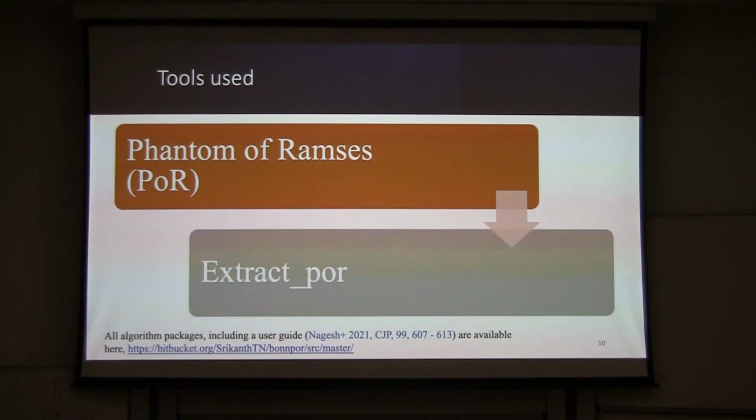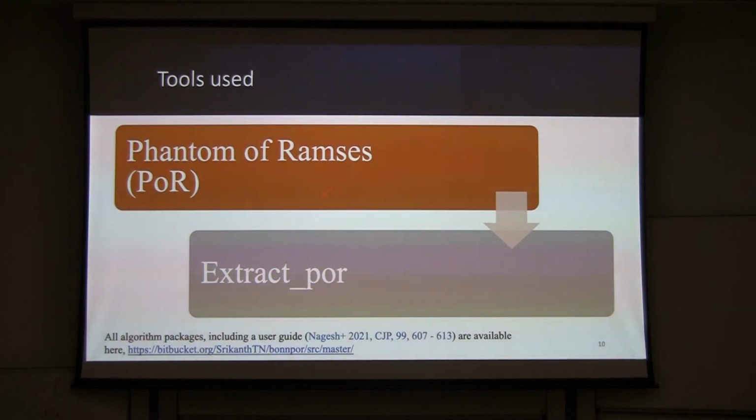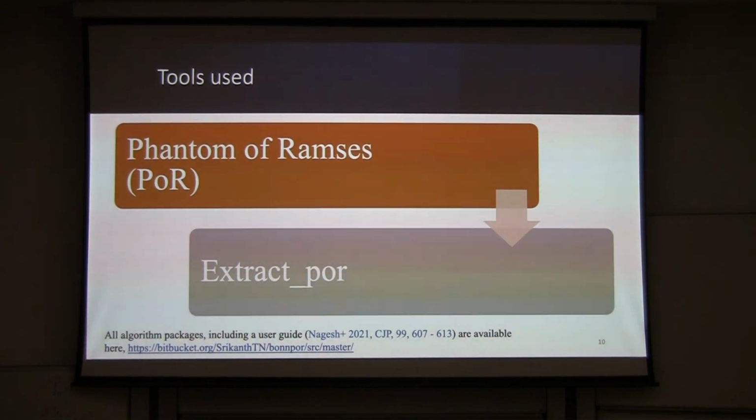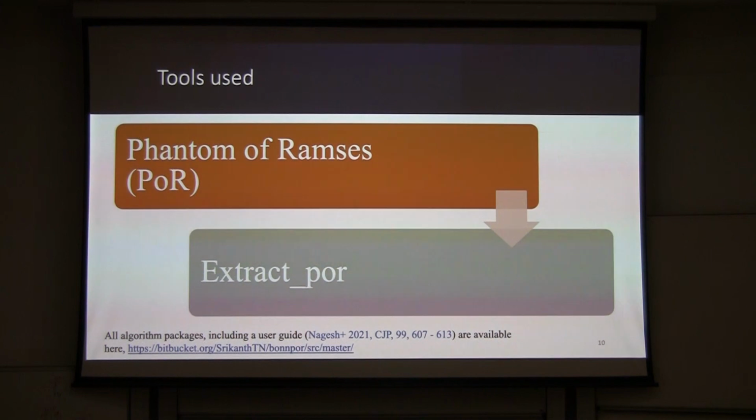So the tools that we used were Phantom of Ramses for the simulations and extract POR for extracting the data. If one needs to look at how this works and where the algorithms are, you can find it on this website. There is also a manual for disk galaxy simulations in MOND.